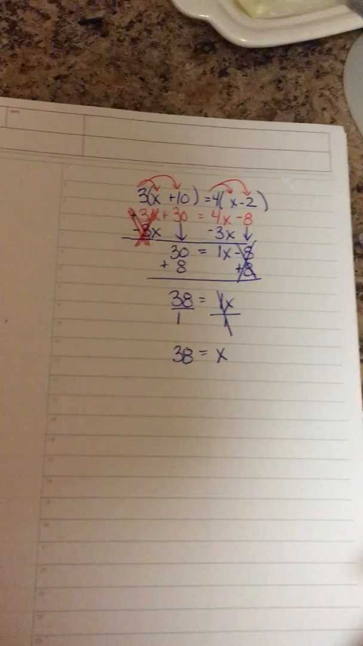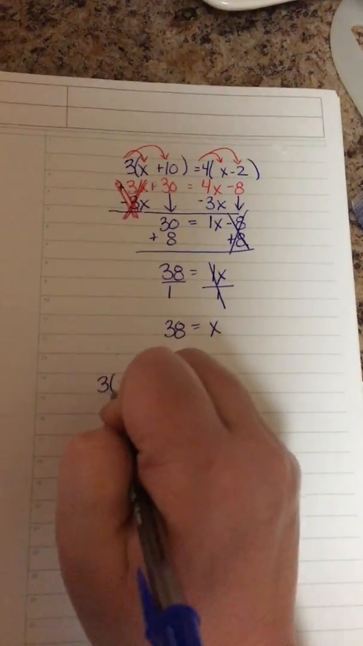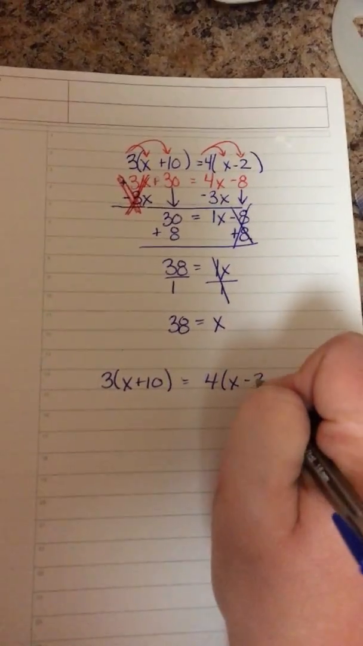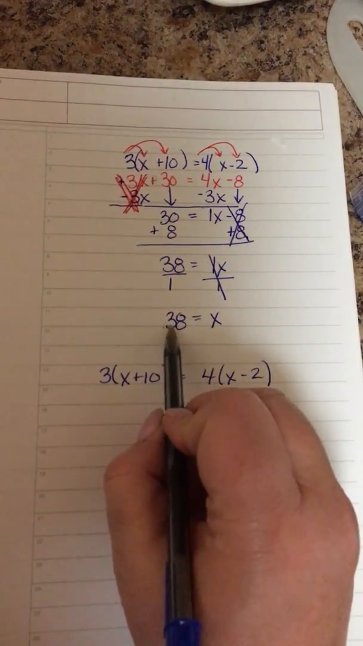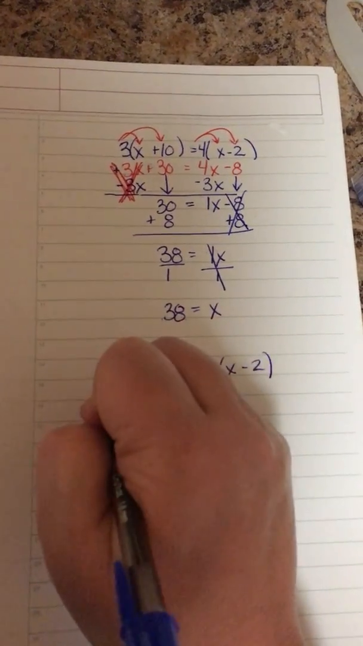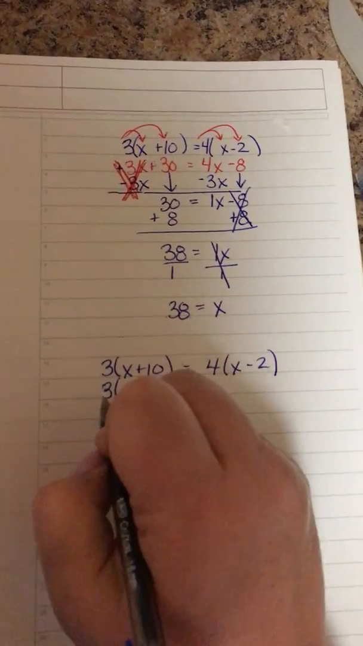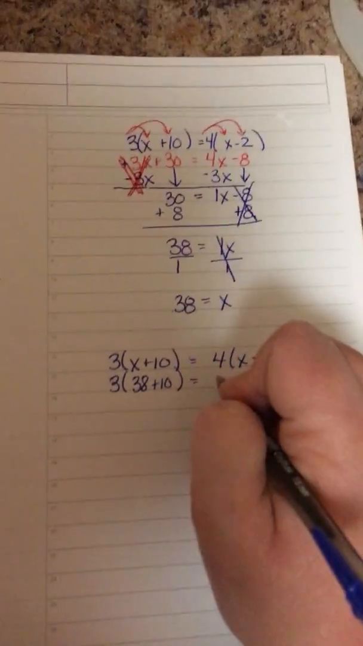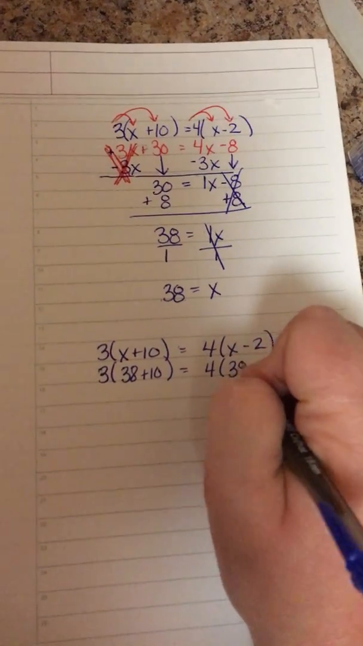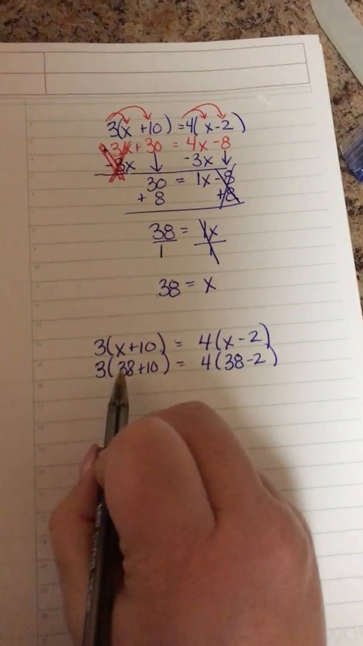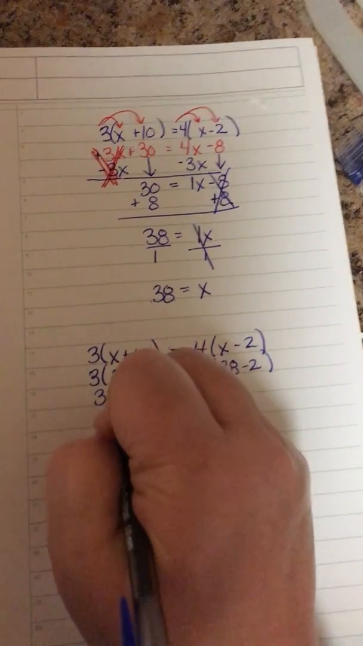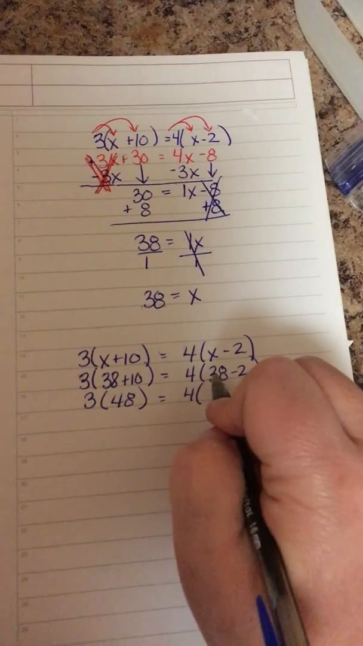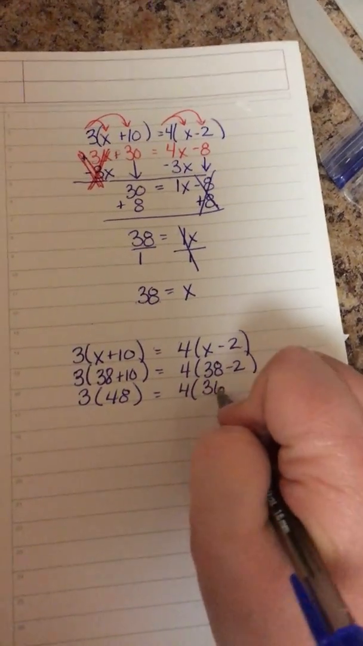To check my work, I go back to my initial equation, and I rewrite it, substituting the number 38 in wherever the x is. So over here, I have 3 times 38 plus 10 equals 4 times 38 minus 2. Now, 38 plus 10 is 48, and on this side, I have 4 times 38 minus 2, which is 36.